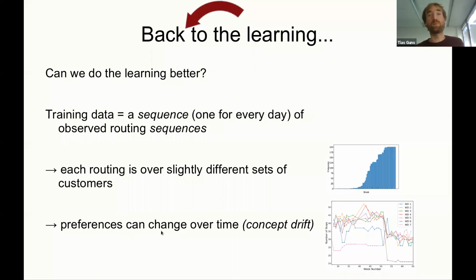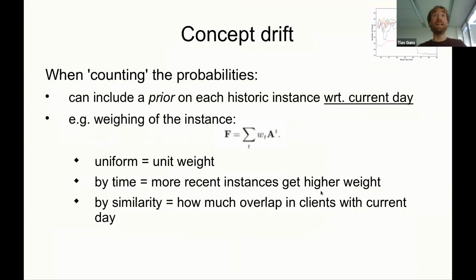And then the second important one is that because this is every day, the preferences, so what the human planner has in mind when making these changes, can change over time. And in machine learning, we call this concept drift. What we saw in the data is that at some point there was a drop in the amount of clients being served and also a change in which clients are being served. All right, so can we take that into account as well? And the answer is yes.